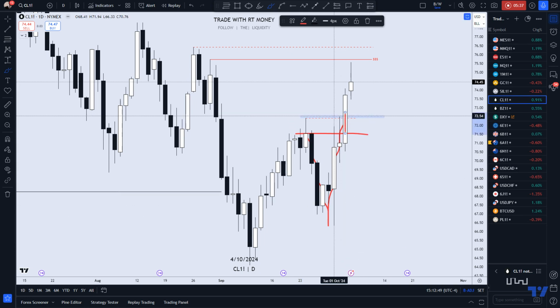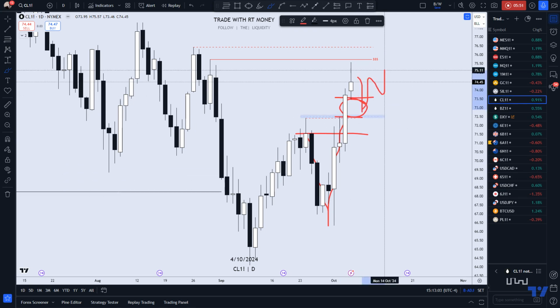All right. And price created a bullish fair value gap, a daily fair value gap right here. All right. That is a good sign for me. And so if Monday comes down and tests that fair value gap, I'm thinking that it'll give a high probability trade to the upside. That's what I'm looking at.